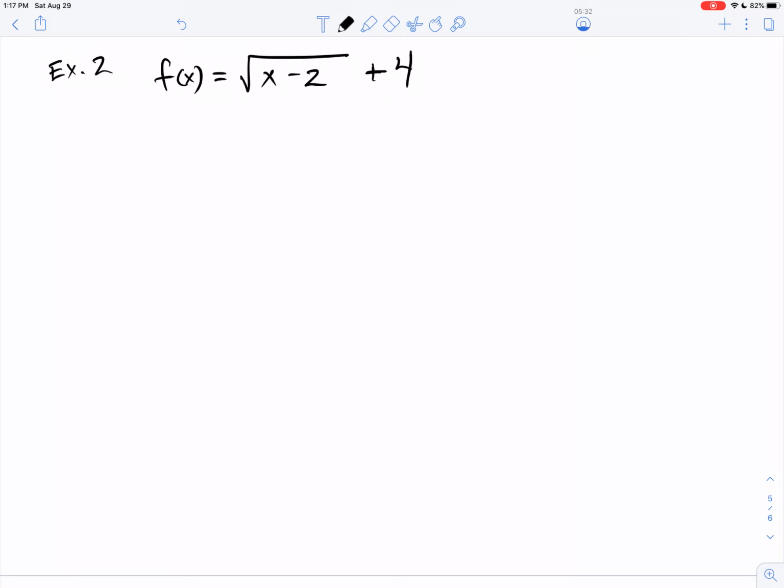Okay, I'm assuming that you paused it and you came back. So here we go. I'm going to call this y equals square root of x minus 2, plus 4. I am then going to switch the x with the y.